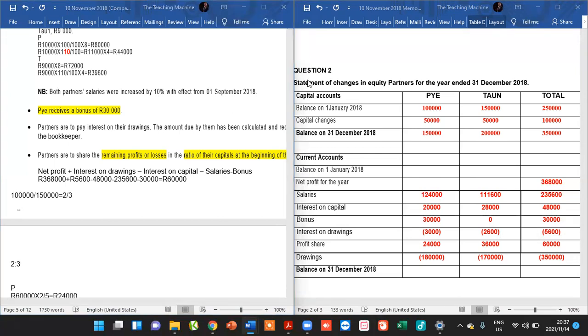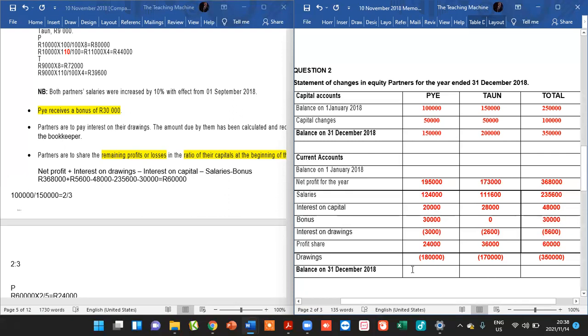So what should be the sum of this partner P? 124,000. 124,000 plus 20,000 plus 30,000 minus 3,000 plus 24,000. I get an amount of 195,000. With this partner, when I say 111,600 plus 28,000 plus 0 minus 2,600 plus 36,000, I get an amount of 173,000. So if I add 173,000 plus 195, it should give me the sum of the net profit, which is 368,000. Okay. 195 plus 173 should be 368,000.